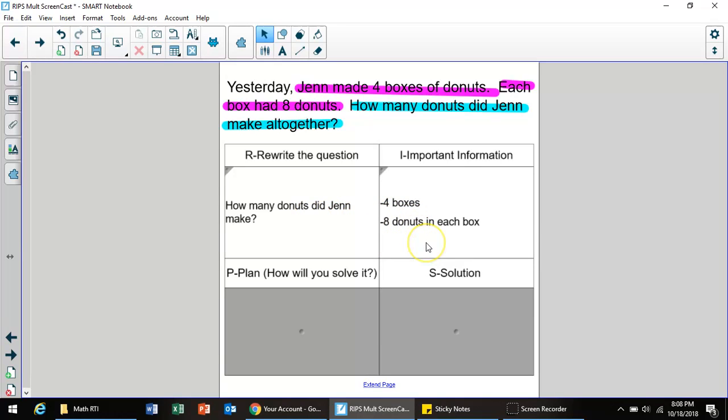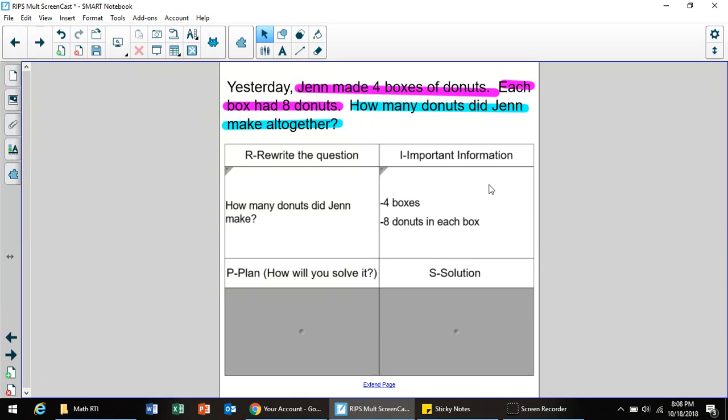So ask yourself, what kind of math is this? Do you see any clue words? If you're noticing that word each, that's good. I'm noticing that too. What does each refer to? Right, it means equal groups. So let's think about this. I have 4 boxes that are filled with donuts. So the 4 boxes represent 4 groups. What's in each group? The information says that there's 8 donuts in each box. So there's 8 in each group.